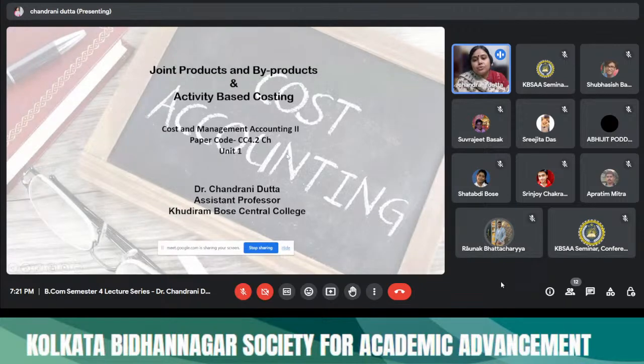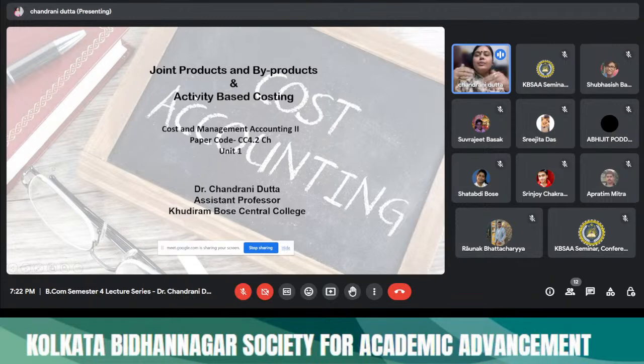As I've already told you, this chapter is there in your Cost and Management Accounting 2, in Unit 1. In your question paper, it will carry 20 marks. As you can see, this chapter consists of two parts. Part 1 is joint products and byproducts, and the second part is activity based costing. First we are going to focus on part 1 and thereafter we are going to move on to part 2.